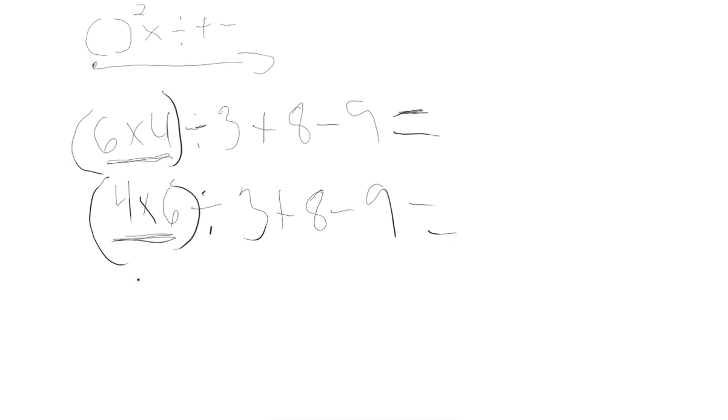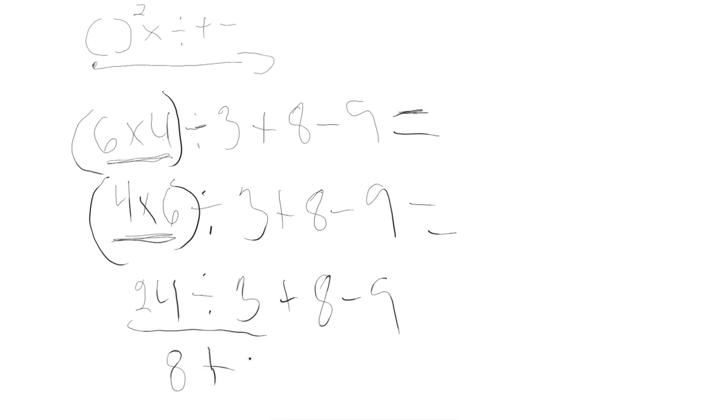So 6 times 4 is 24. 4 times 6 is 24. That is going to be divided by 3 plus 8 minus 9. Okay? Now, 24 divided by 3 is 8. 8 plus 8 minus 9. And you want to work it out just like this, showing your work. That way, if you get stuck or if you get confused, you can always go back.